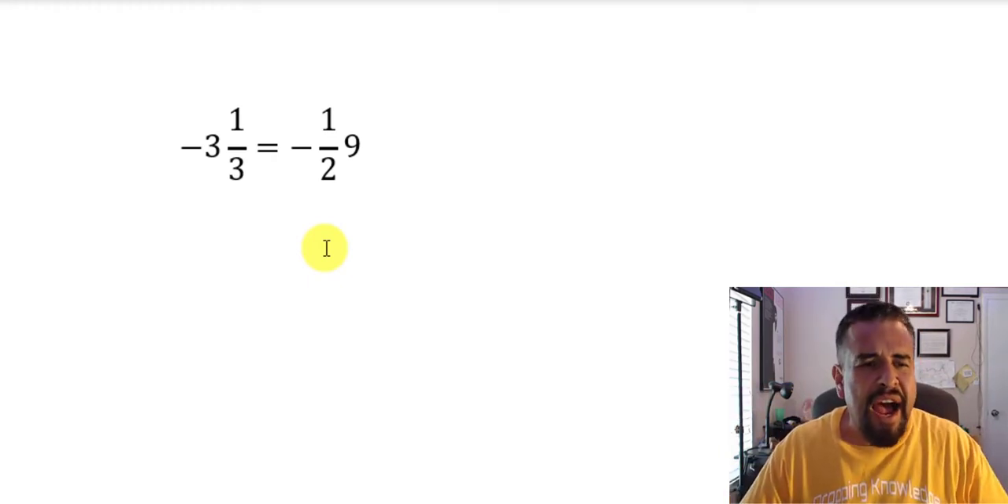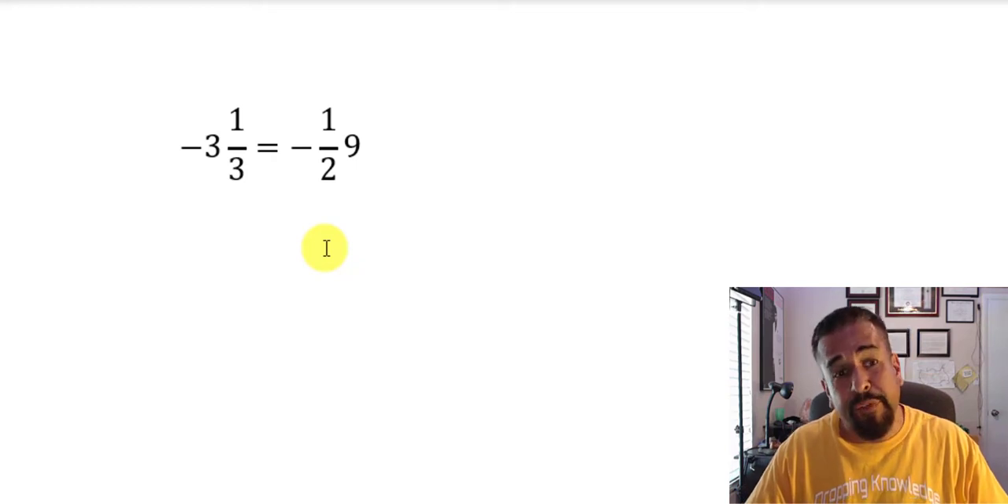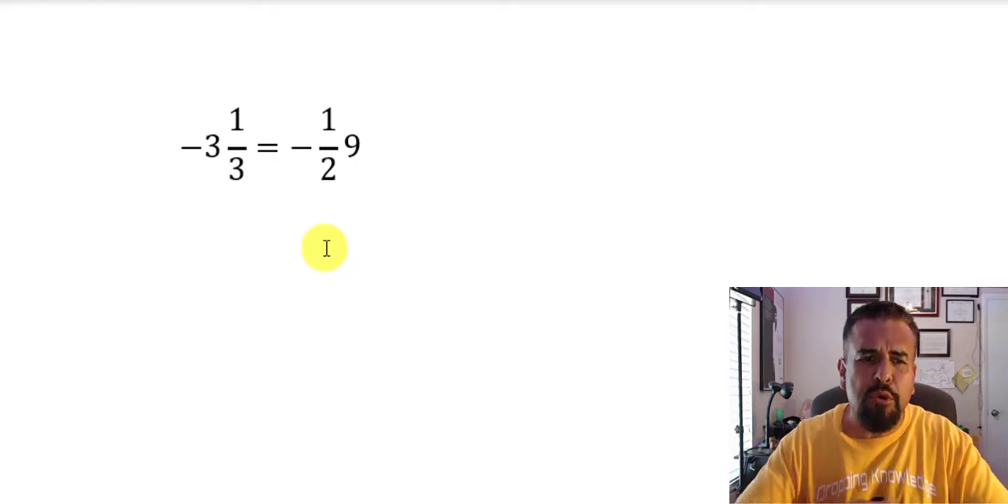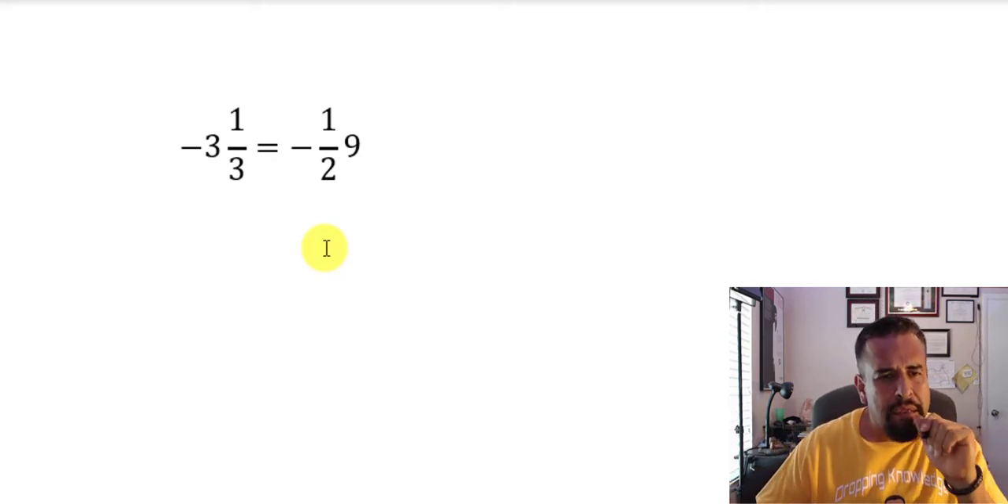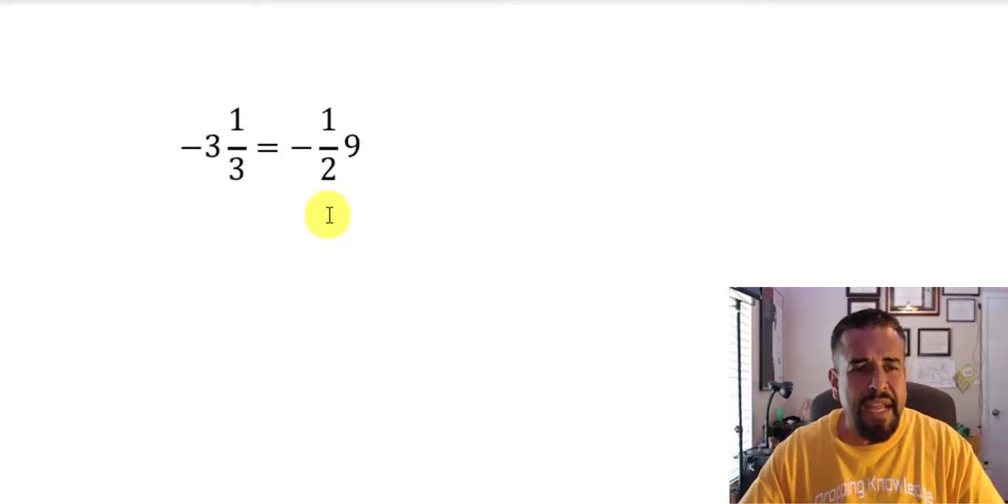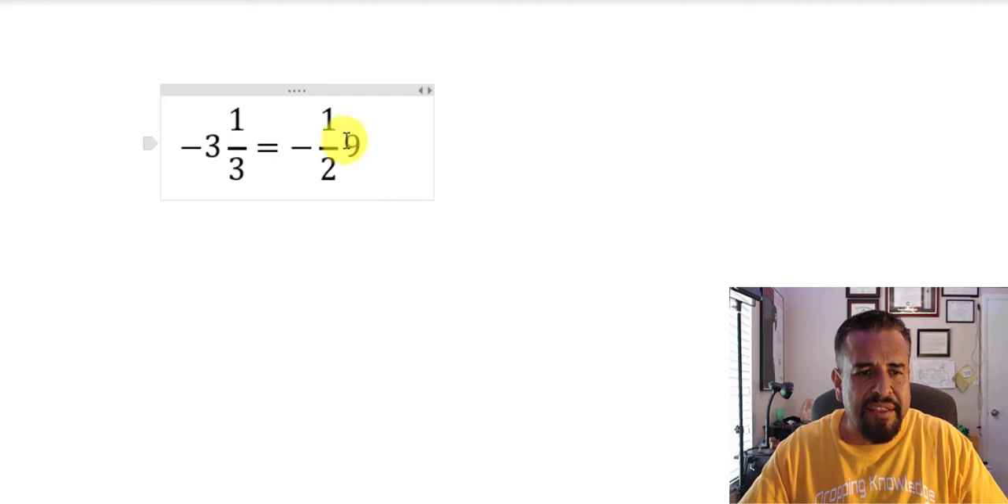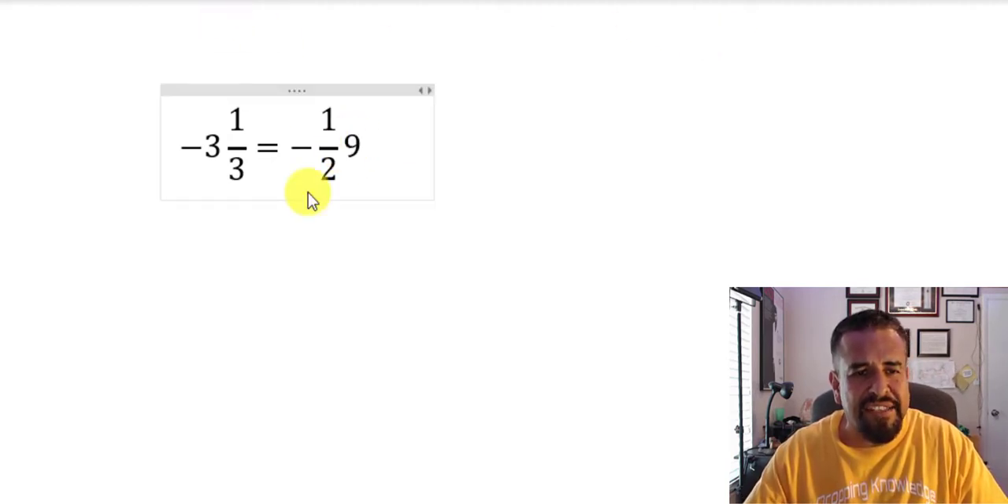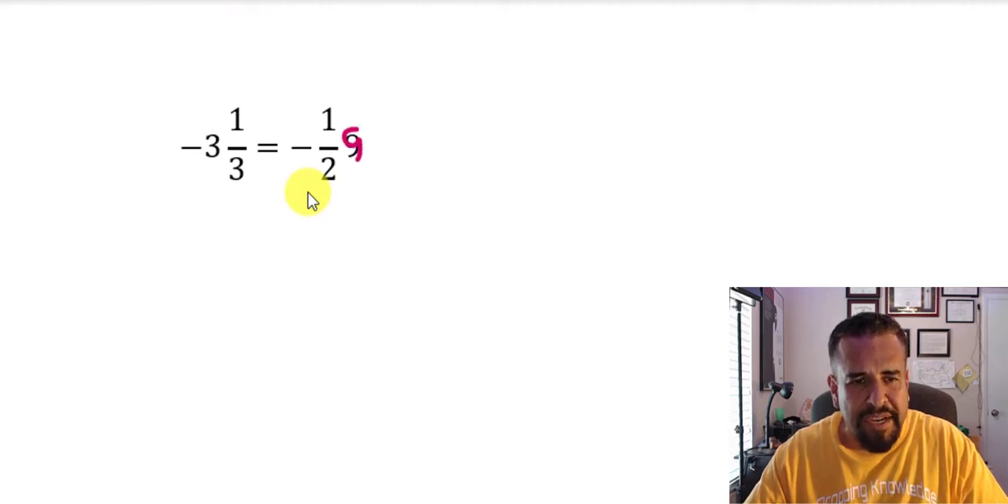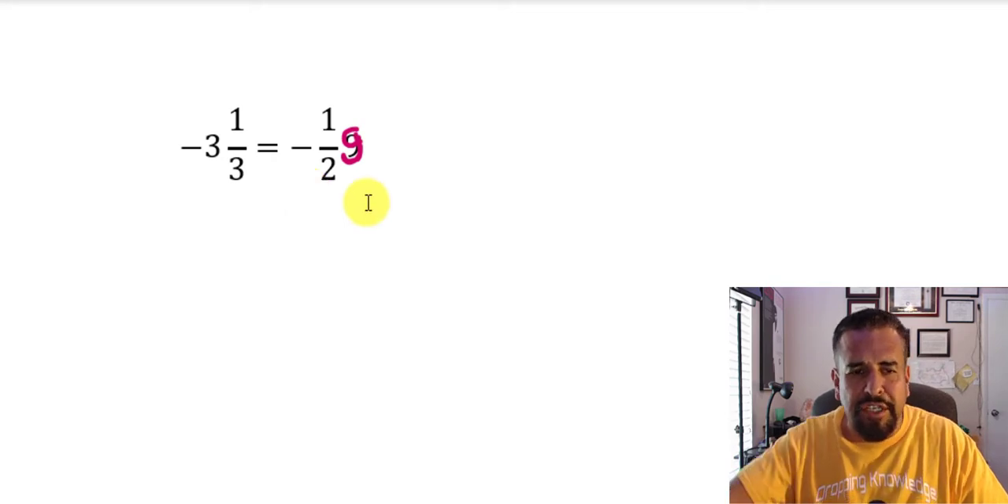Focus. So we got 3, negative 3 and 1/3 equals negative half. Oh, you know what? That looks like a 9 right there. And I know because I wrote this number there, that should not be a 9. That's a G. So don't think that that's a backwards mixed number, okay? That's a G, the letter G. G as in good to go.